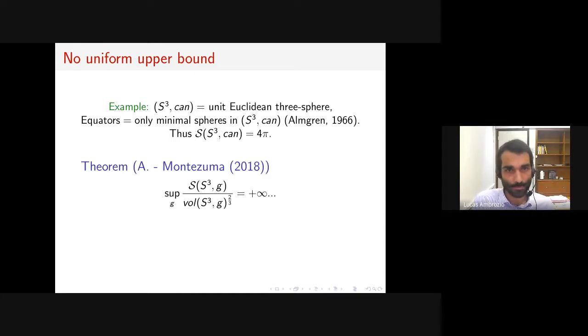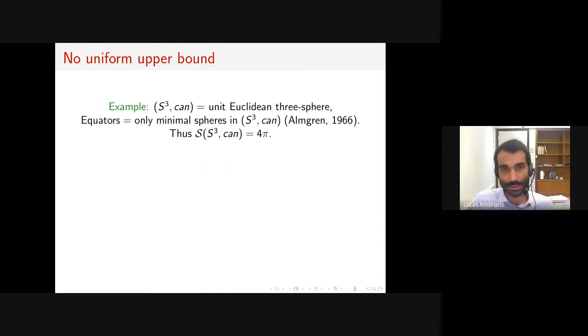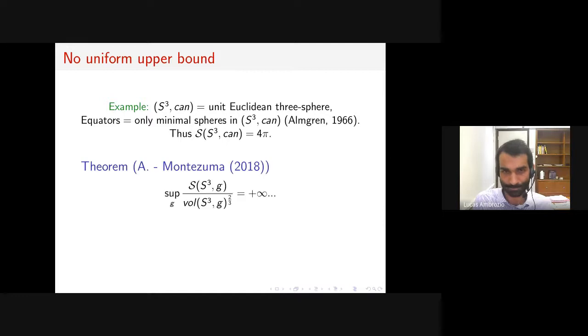Okay, so then the question became, well, is there anything interesting that we can say when you compare this spherical systole to the volume of the three-sphere? And one of the first things that I did in this regard, so I'm going to talk now about a work that I did with Rafael Montezuma from the Federal University of Ceará.